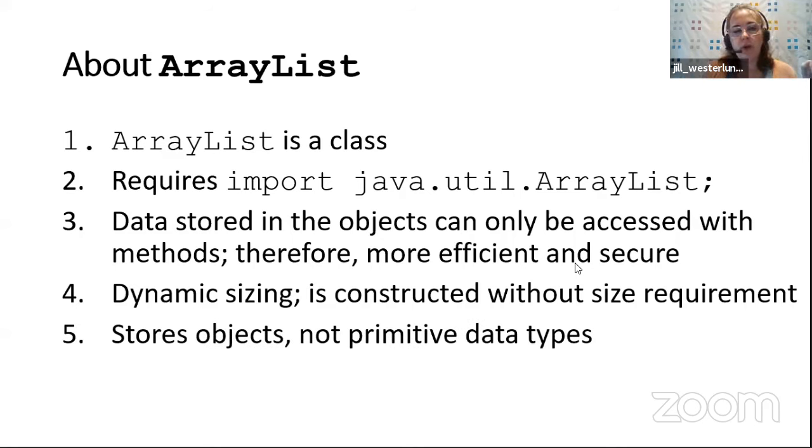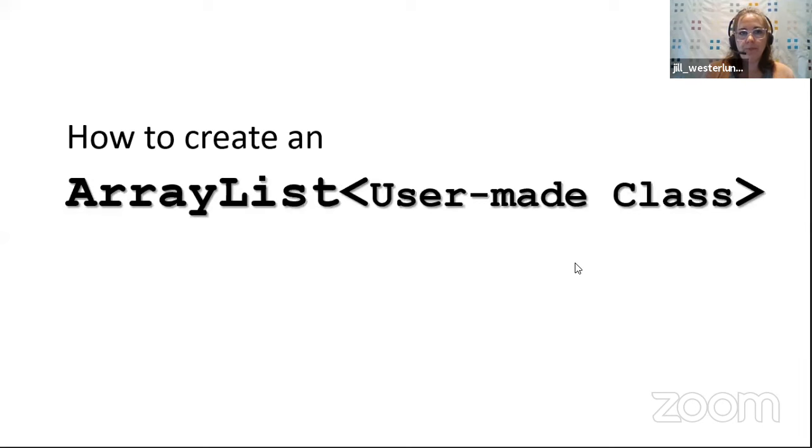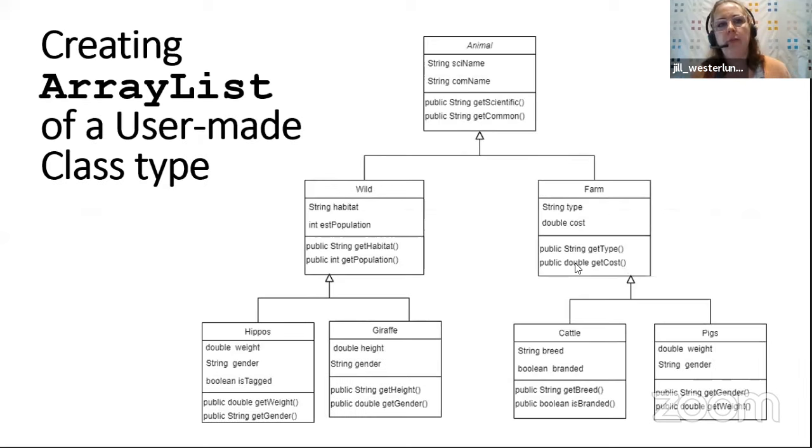Array lists are going to store objects, not primitive data types. And we're going to look at that as we think about the anatomy of an array list. So here's how you create an array list.